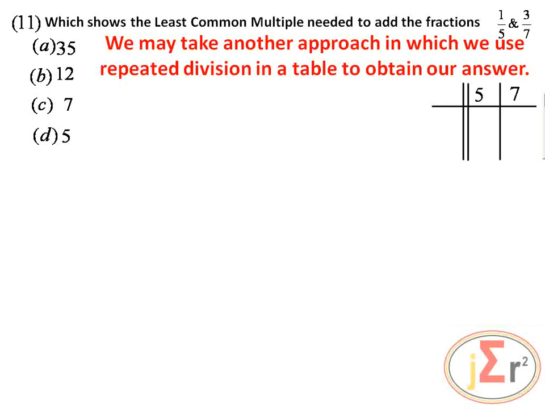Can 3 divide into 5 without leaving a remainder? No. Can 3 divide into 7 without leaving a remainder? No. Right. We therefore move on to the next prime number, which is 5. Can 5 divide into 5 without leaving a remainder? Yes. Can it divide into 7 without leaving a remainder? No. Okay. But because it can divide into 5 without leaving a remainder, we will use the 5.